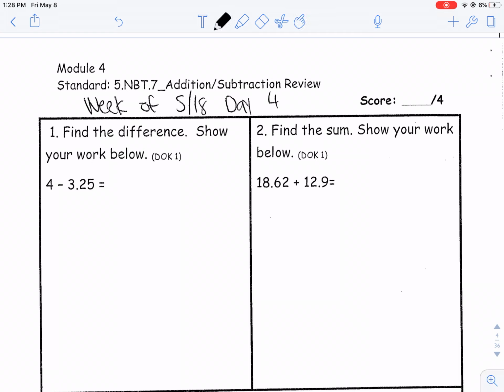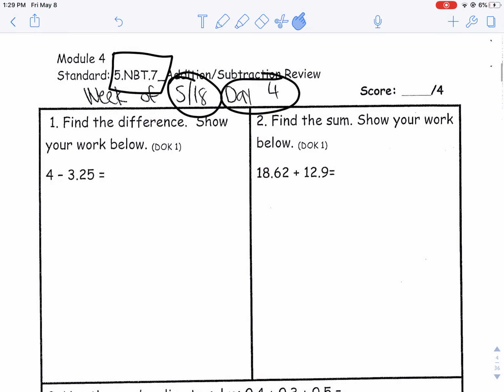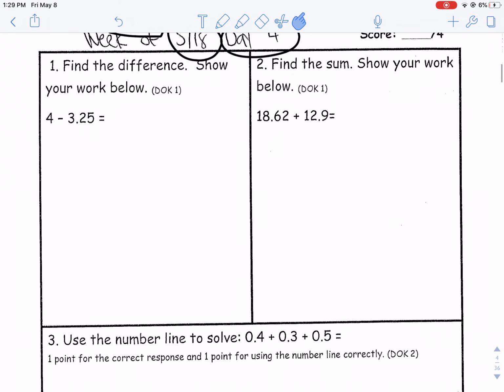We are on week of 5/18, day 4, which is Thursday, and we are working on NBT 7, Addition and Subtraction Review. We're really going to be working on setting up our standard algorithms today. So, find the difference, show your work below. Remember, difference means subtraction. Even though it shows you that, you should still be making sure that you're using the correct vocabulary. So we have 4 minus 3 and 25 hundredths.